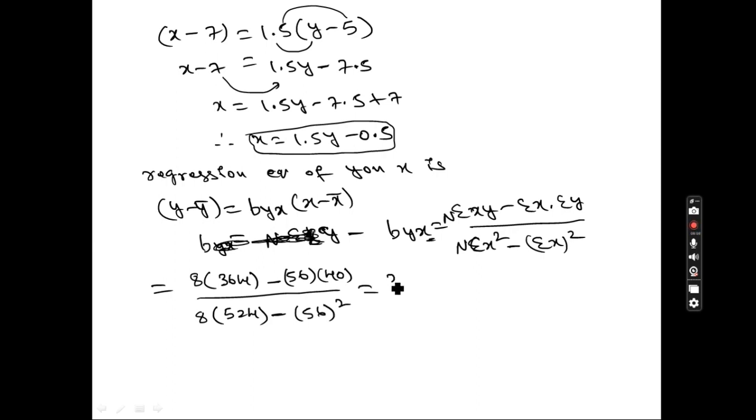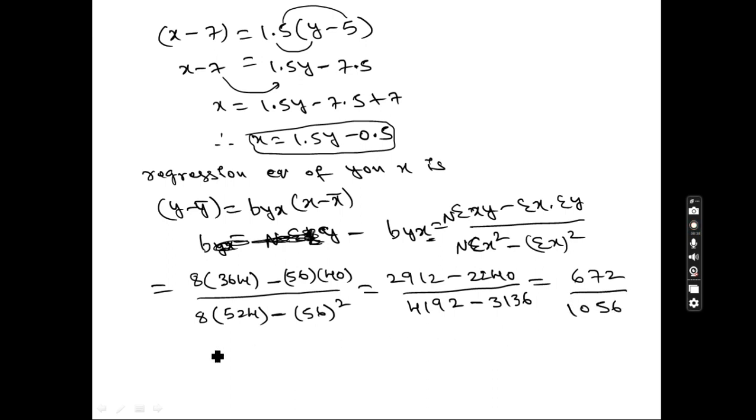So if you multiply these values, you will get 2912 minus 2240. Once you get these values, what we have to do now? 8 into 524 is nothing but 4192 minus 3136. If you subtract the values, you will get 672 divided by 1056. So what is the answer you are getting? 0.636. So therefore this is the total of byx.